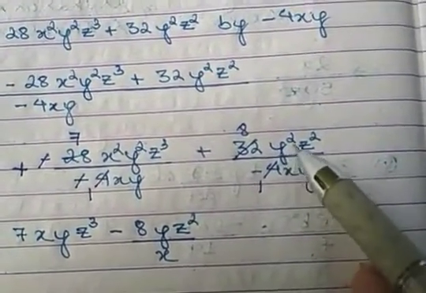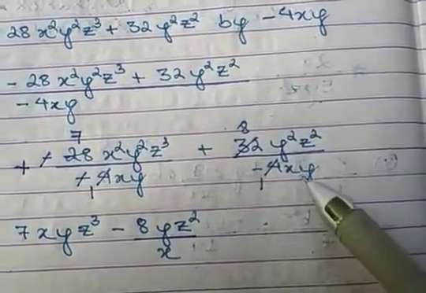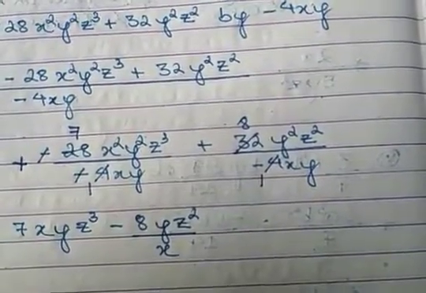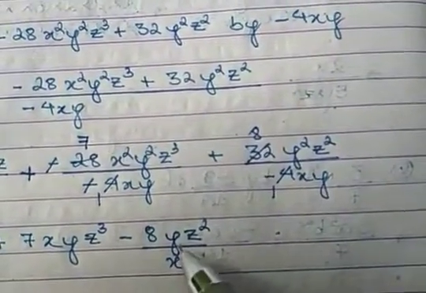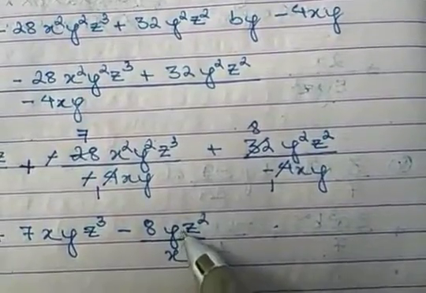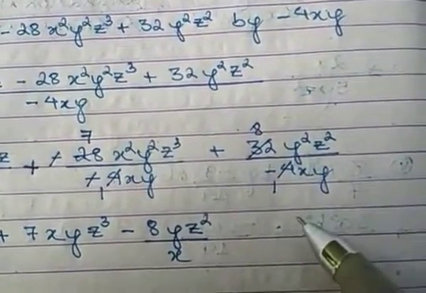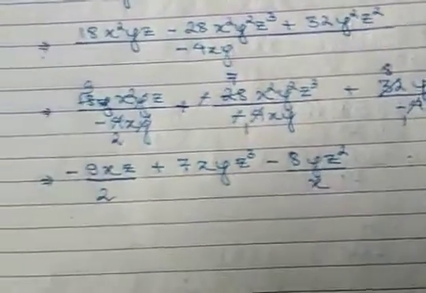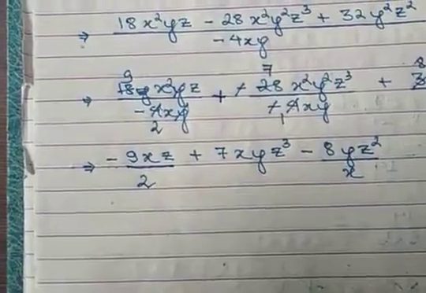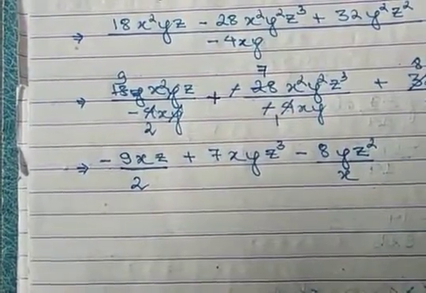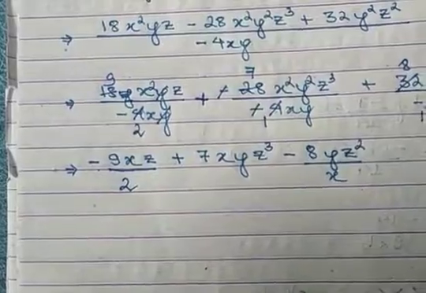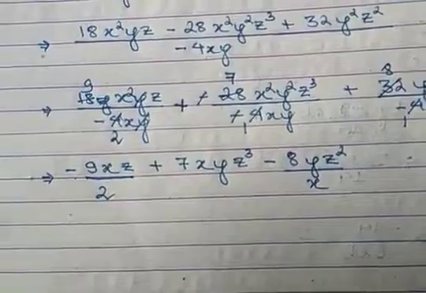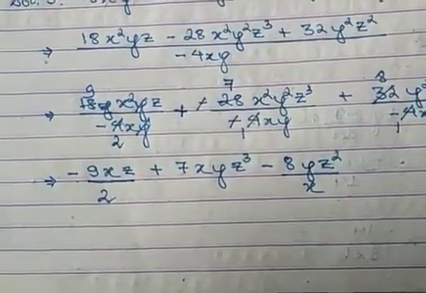Now y squared, z squared divided by xy, so we don't have any x in the numerator, so x will remain in the denominator, therefore x in the denominator. See, y squared divided by y, one of the y's will get cancelled, so y in the numerator, and z squared in the numerator, so it remained as it is. So finally we got our answer as minus 9xz divided by 2 plus 7xyz cube minus 8yz squared divided by x. It's already in the simplest form, so we are done here.